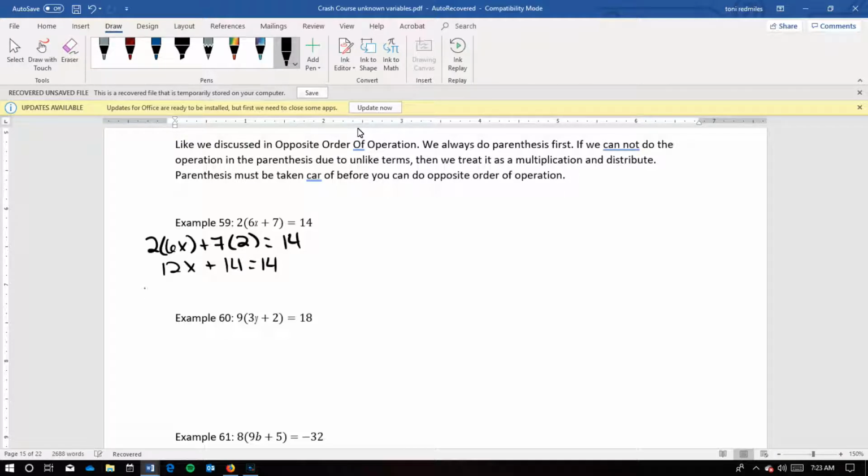So here's our problem. The 14 is being added to the x, so I'm going to subtract it from both sides. And this is going to do a unique thing. We're going to see it here in a minute.